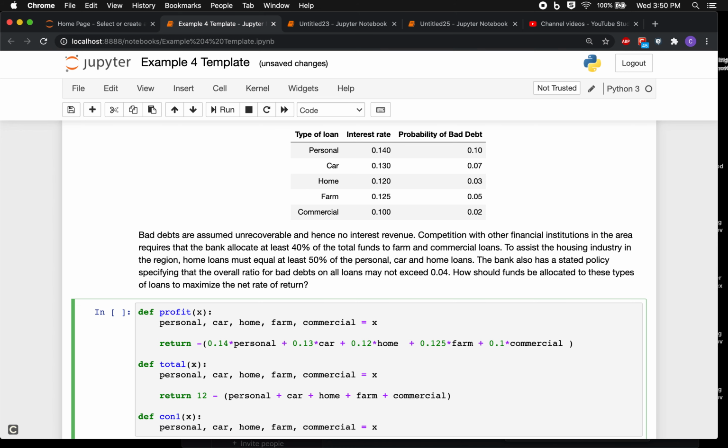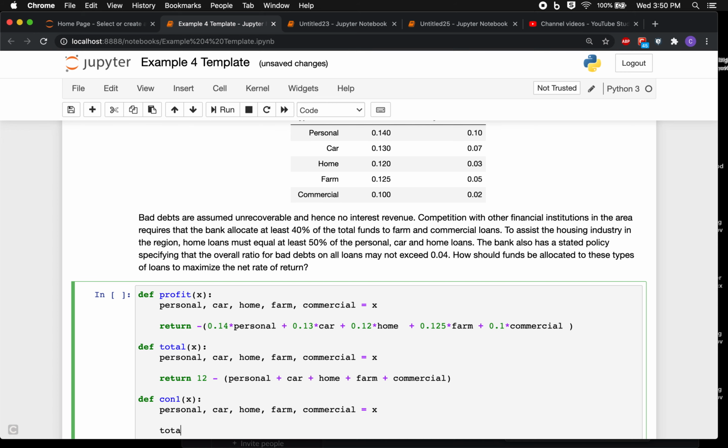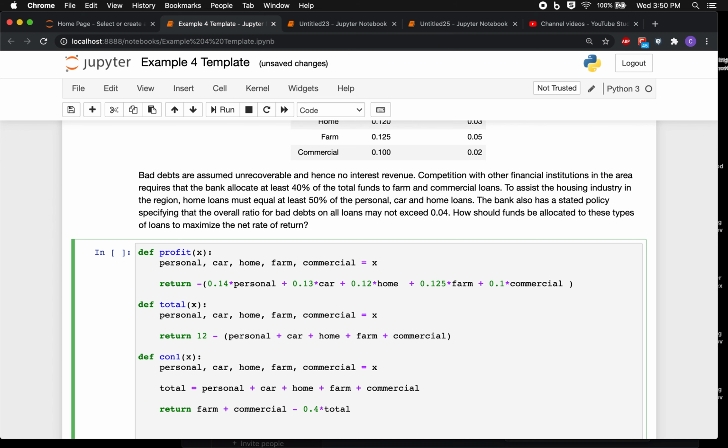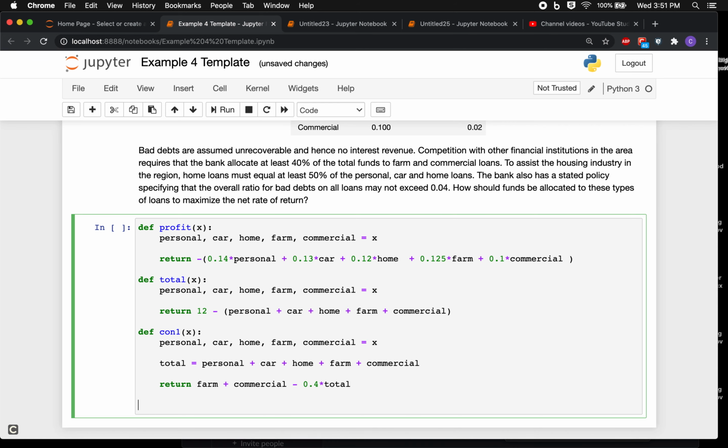And to make life easy, I'm going to say total. So this is the total amount of loans that we make, equal to personal plus car plus home plus farm plus commercial. So what we're saying here is that if we read this, farm plus commercial has to be greater than 0.4 times the total. That's another way of putting it. And then our second constraint is that to assist the housing industry in my region, the home loans must equal at least 50% of the personal, car, and home loans. All right, so that's going to be our second constraint.